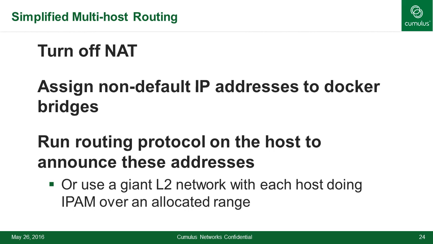You don't have to enable NAT. You can assign non-default IP addresses to the Docker bridges. You just saw an example where I created Docker 2 and gave it a different IP address. And essentially, you can run a routing protocol on the host to announce these addresses. And we'll just do a quick demo of that.